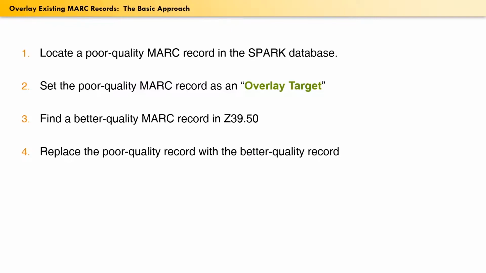There are two different ways that you can go about designating a Spark record as an overlay target, and we will go through the overlay process twice, one time for each method.